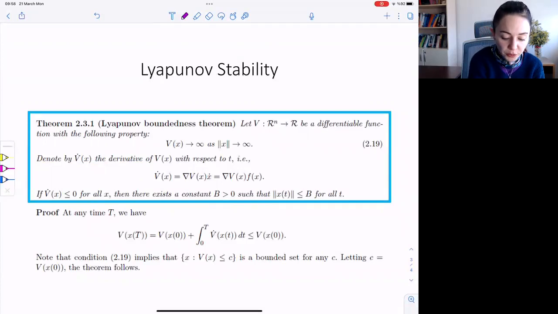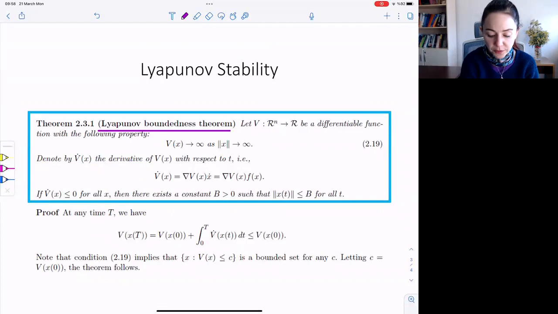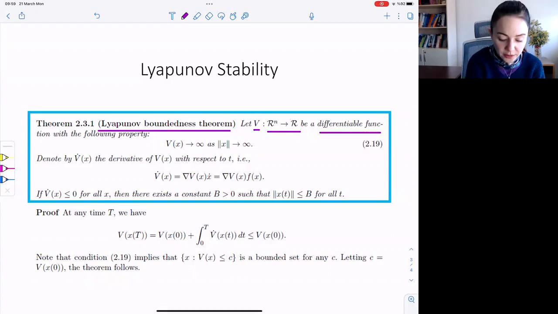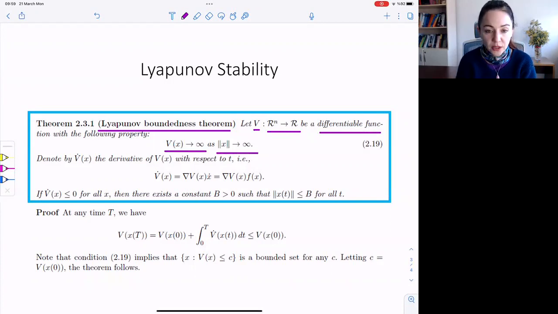So for the Lyapunov boundedness theorem, we will define a function v, which is referred to as a Lyapunov function. It is basically a function from Rn, which in our case is the general state space that we're considering, to real numbers. We'll assume it's a differentiable function that goes to infinity as the norm of its argument increases to infinity. As we go further and further away from the origin, the value of the Lyapunov function grows to infinity. That's what we want the Lyapunov function to satisfy. We also want it to be differentiable.